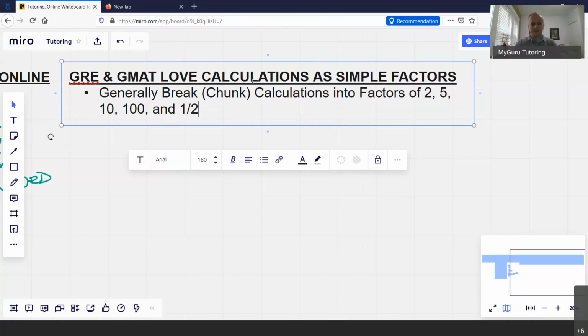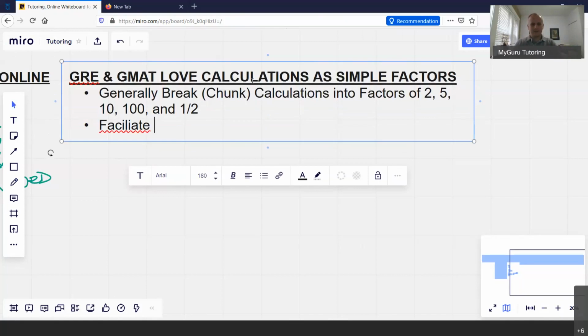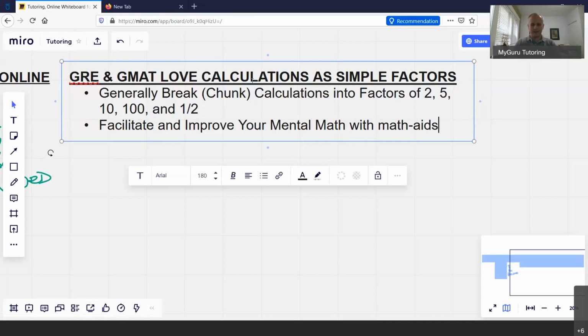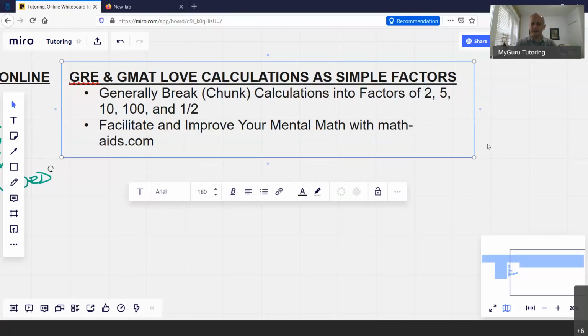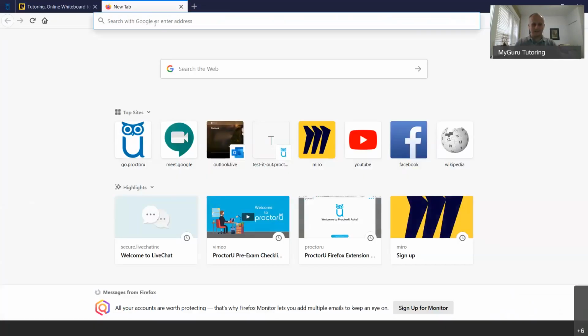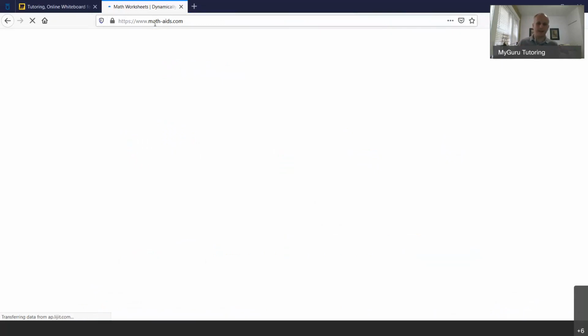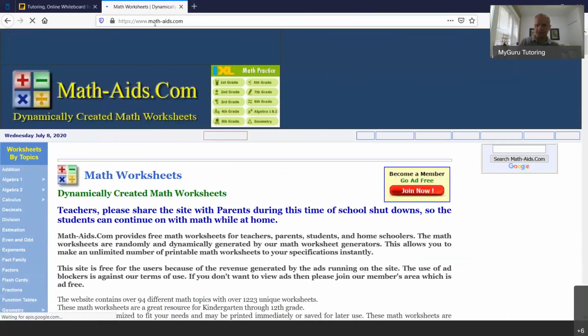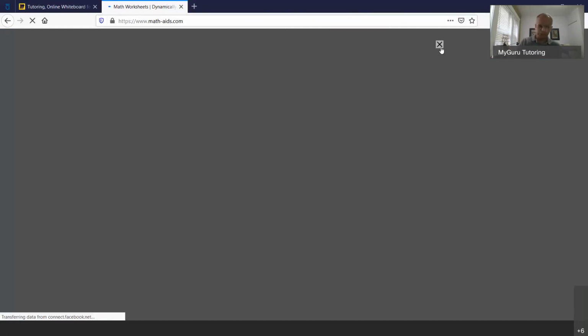Now, to facilitate and improve your mental math, there is what is known as mathaids.com. It is a free website we're going to go to next that has a ton of practice problems. On the left-hand side, you see a whole bunch of worksheets by topic. Oh, some sort of weird pop-up.